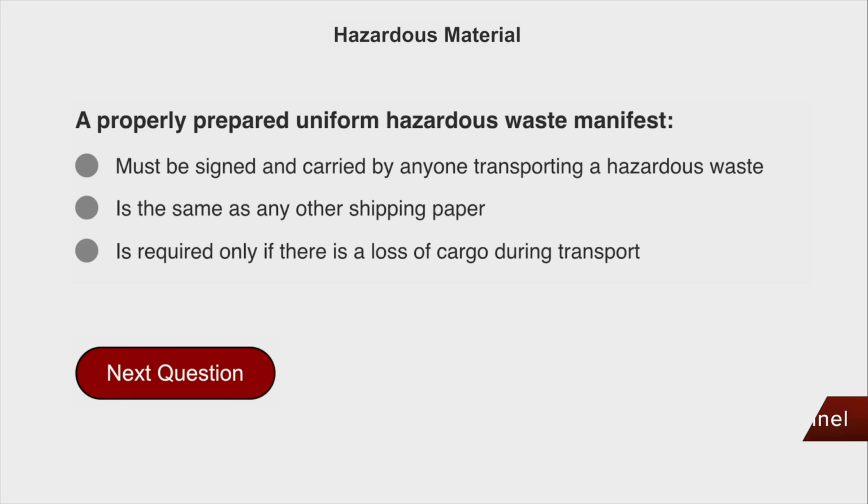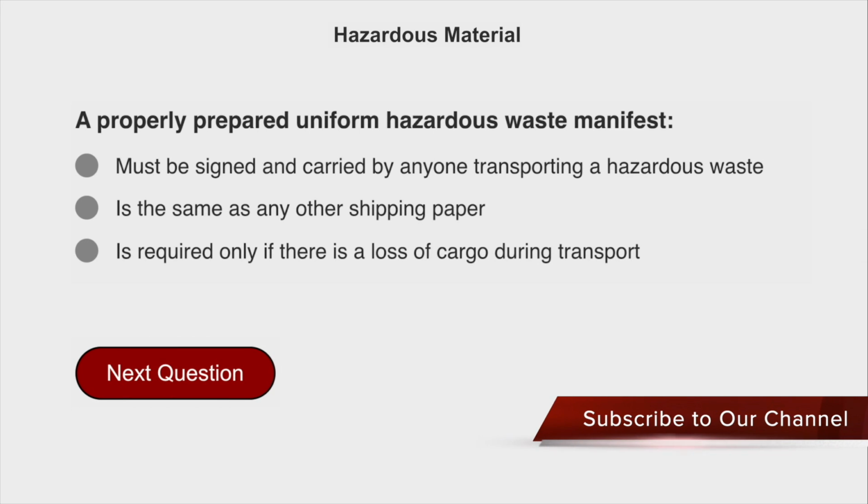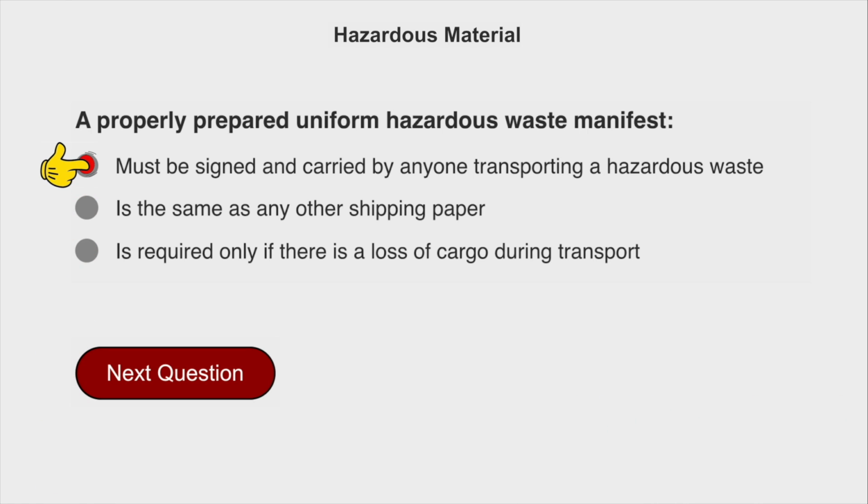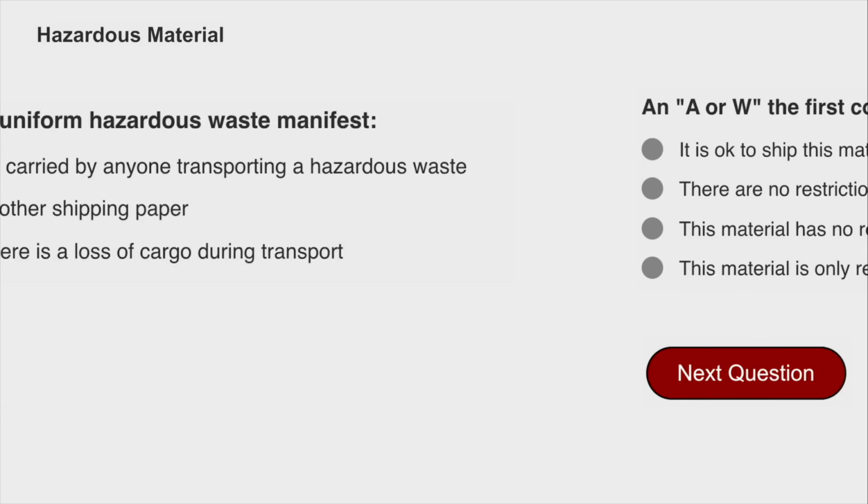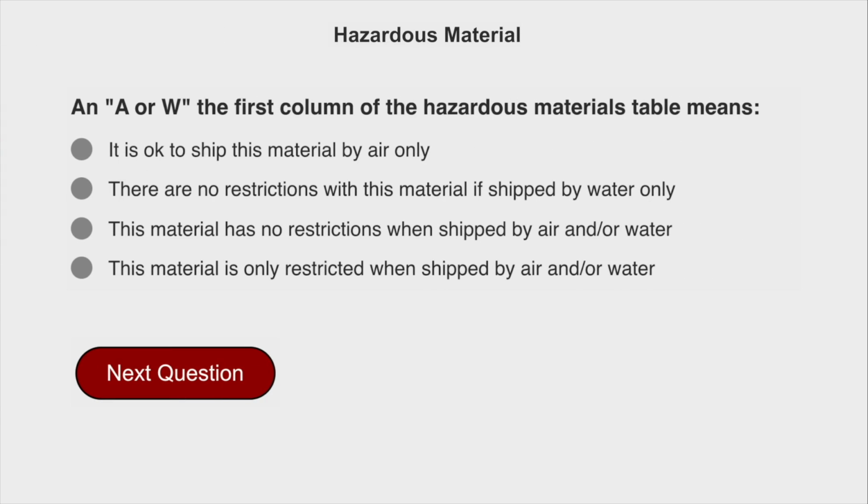A properly prepared uniform hazardous waste manifest must be signed and carried by anyone transporting a hazardous waste. An A or W in the first column of the hazardous materials table means this material is only restricted when shipped by air and or water.